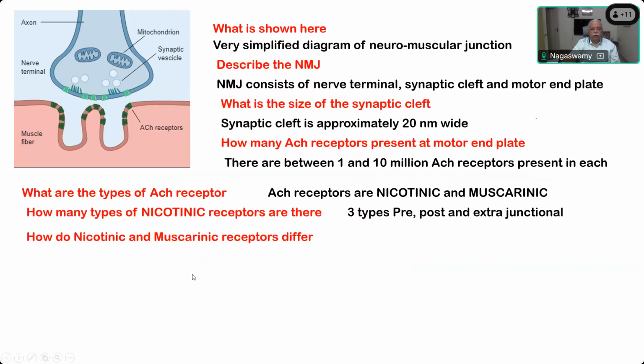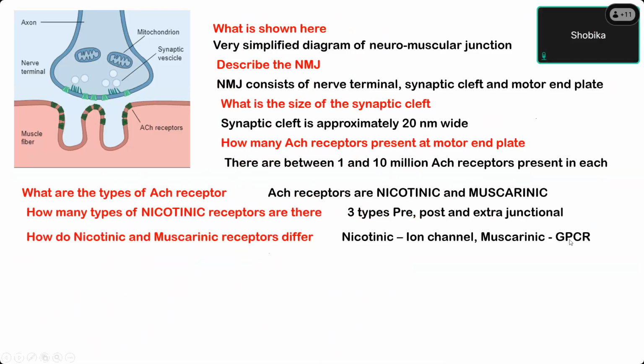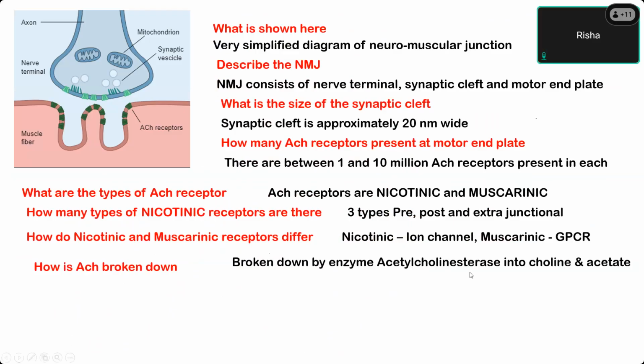How do nicotinic and muscarinic receptors differ in their properties? Nicotinic is a ligand-gated ion channel, very good. Muscarinic receptors are G protein coupled receptors. How is acetylcholine broken down? By cholinesterase. Acetylcholine is broken down by the enzyme acetylcholinesterase into choline and acetate.